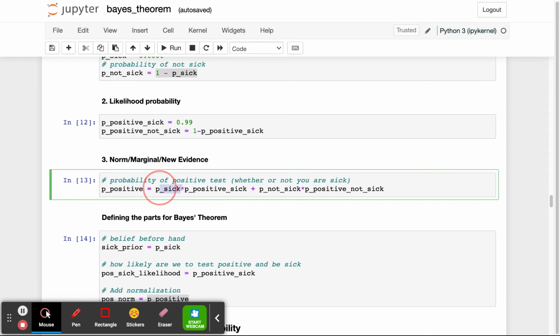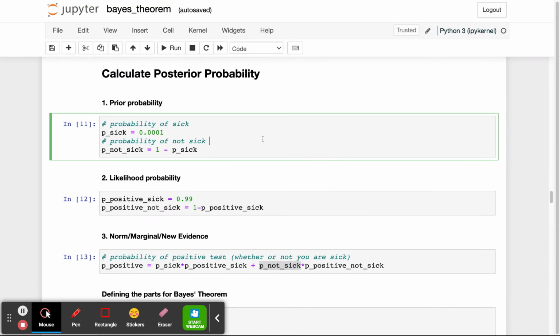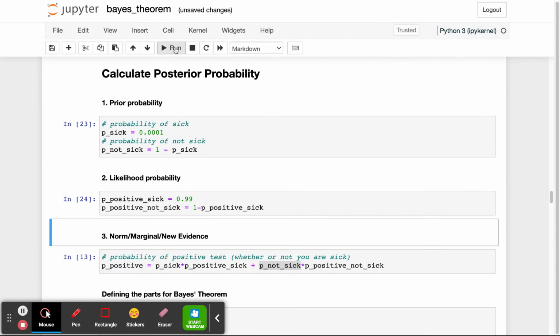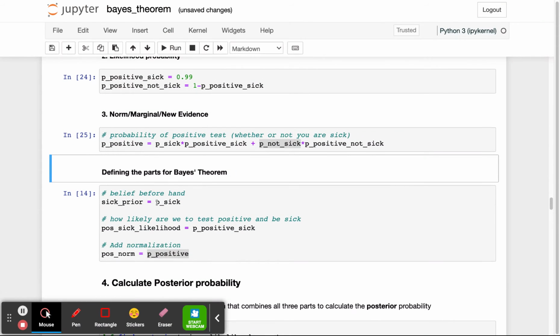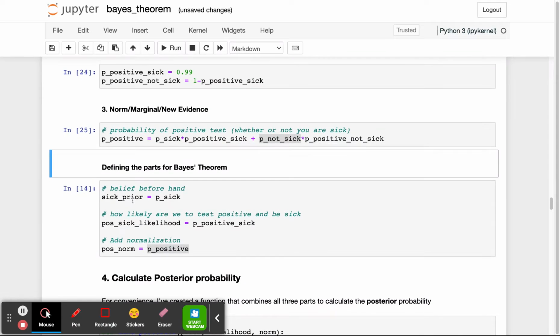And so that's going to be the probability of testing positive given that you are sick times the probability of being sick. And that is going to be added to the probability of testing positive given that you are not sick times the probability of not being sick. So we have all of our different probabilities set up, and so now we can use that.